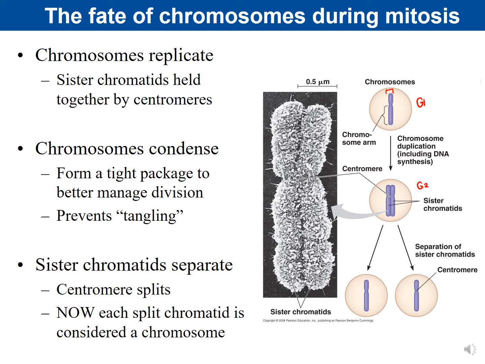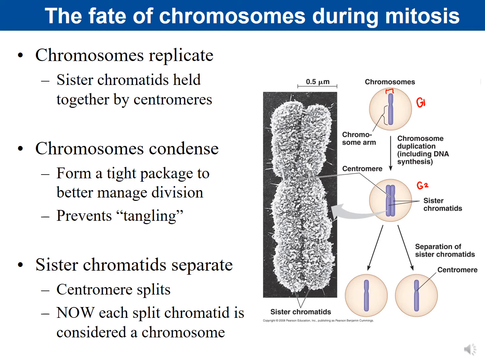So after S phase, each chromosome is made of two sister chromatids. Now, one of the things you're going to see in a minute is that when the DNA is in the nucleus, and it's in the nucleus during interphase, the chromosomes are not tightly compacted, meaning they're very loosely associated in the nucleus.